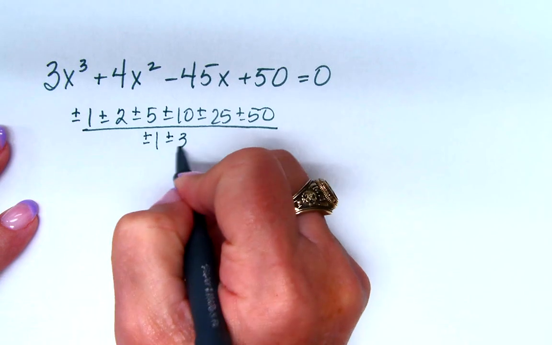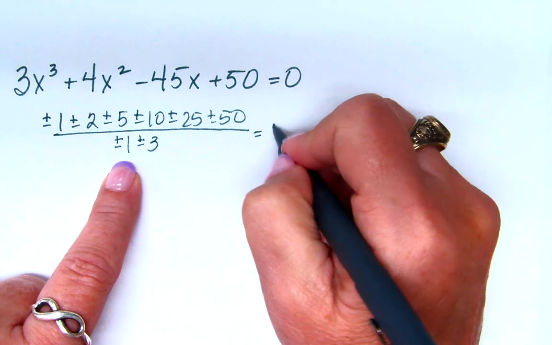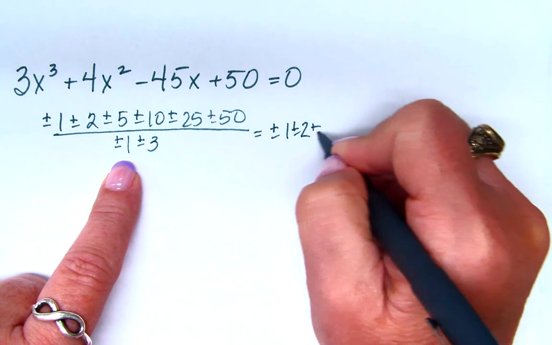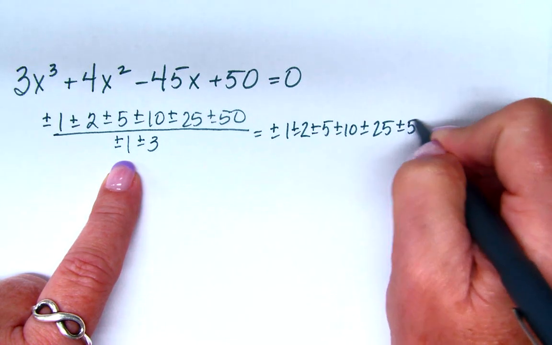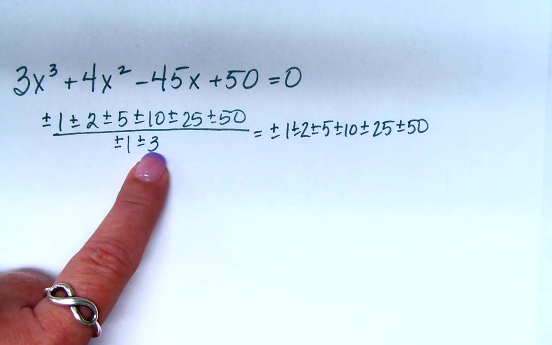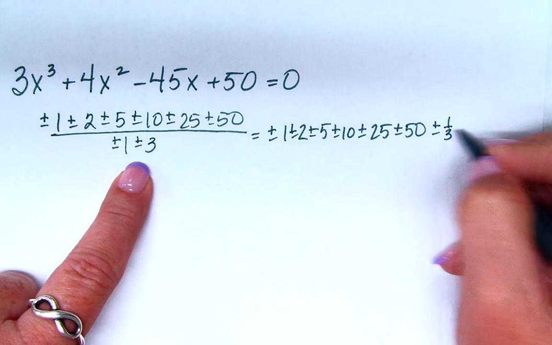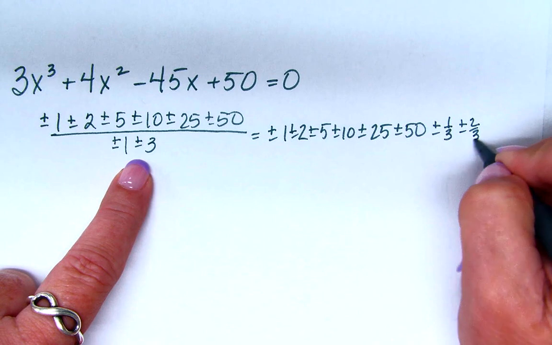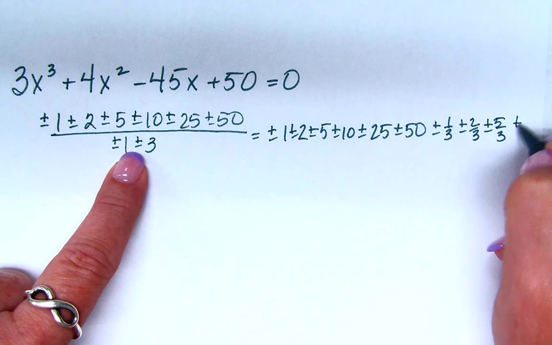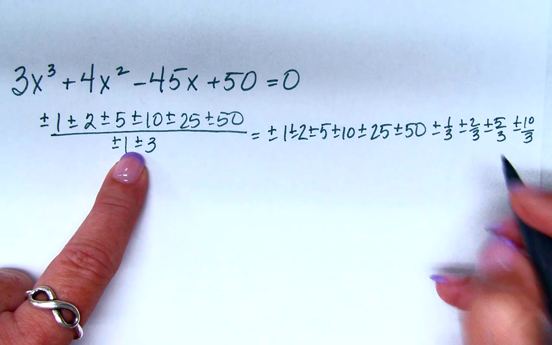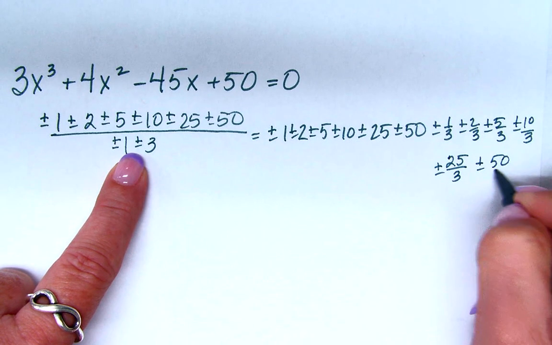1 and 3, right? So that means I need to take everything in the numerator and divide it by 1. So 1, 2, 5, 10, 25, and 50. And then I need to take everything in the numerator and divide it by 3. So 1 divided by 3, 2 divided by 3, 5 divided by 3, 10 divided by 3, 25 divided by 3, and 50 divided by 3.